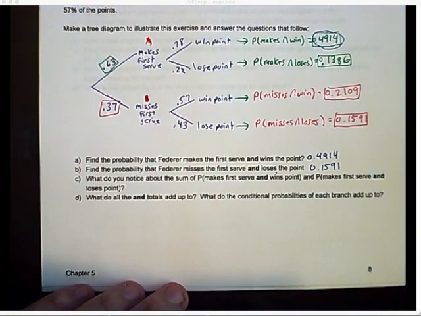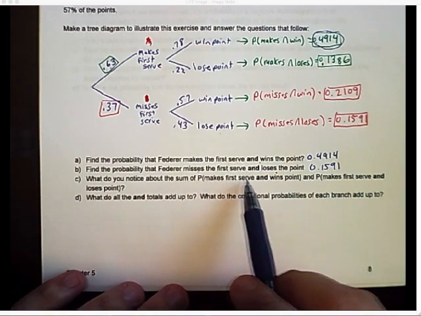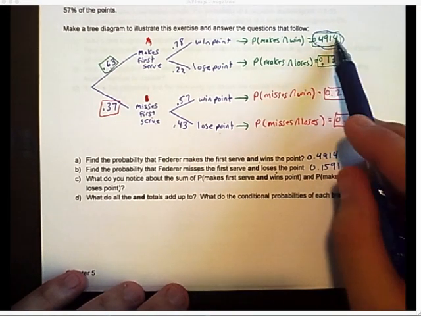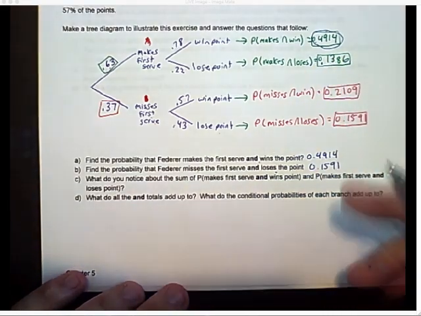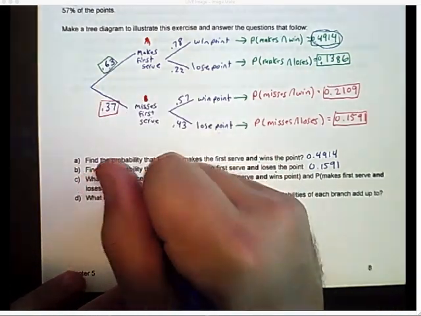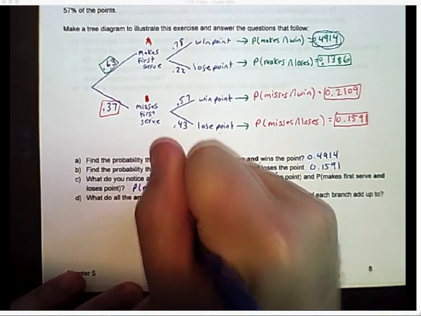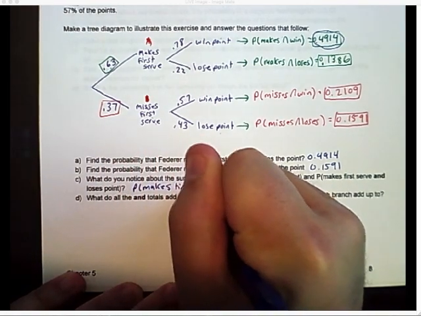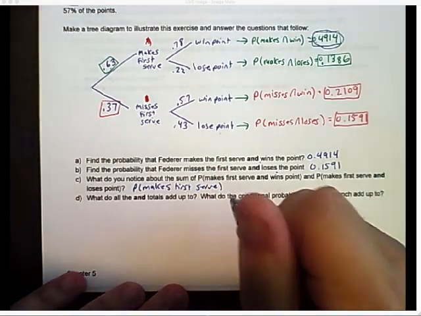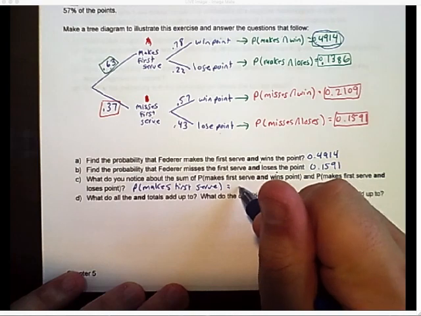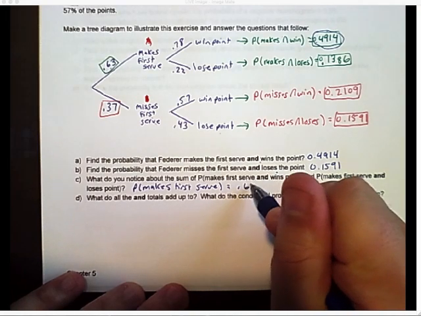All right. What do you notice about the probability of someone who makes the first serve and wins the point, this one, and makes the first serve and loses the point? They simply add up to the probability of makes the first serve, which equals the 0.63.